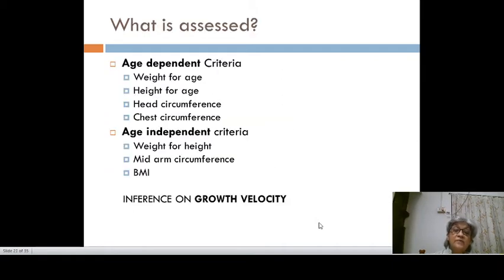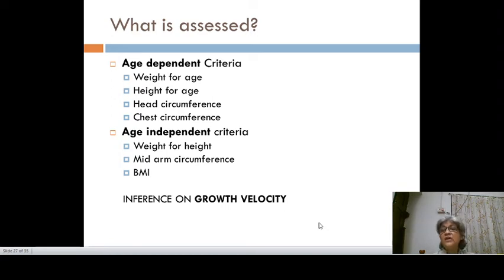Now, as I said, these are certain measurements that we are going to take. What are the common measurements? Height and weight. But only weight and height is not going to help. Suppose a mother comes in with a child and says, my child is not growing well. And you take the weight, you find that the child's weight is 12 kg. Is that enough?